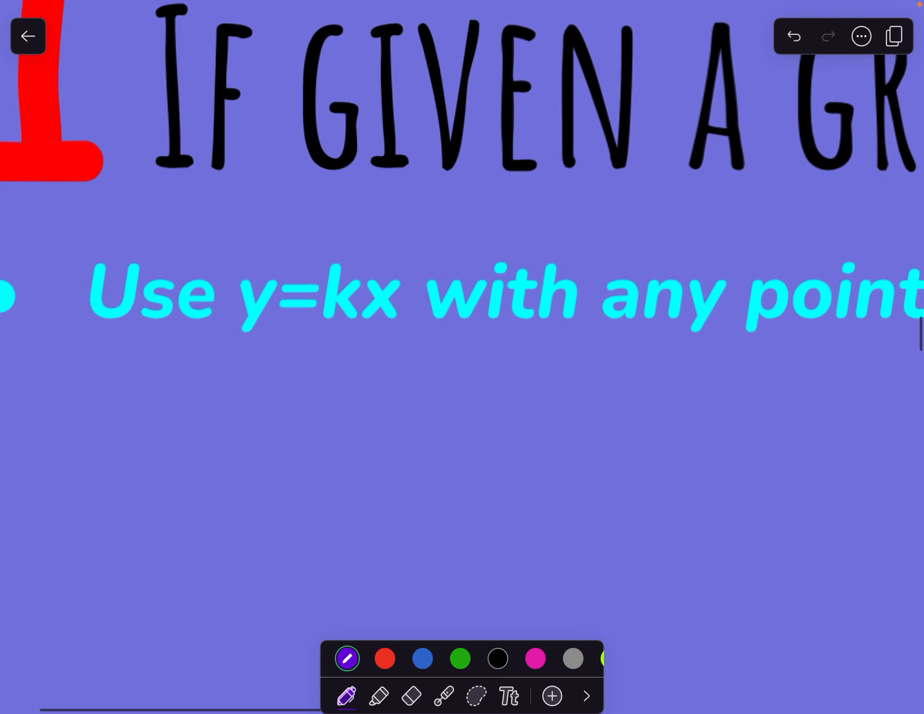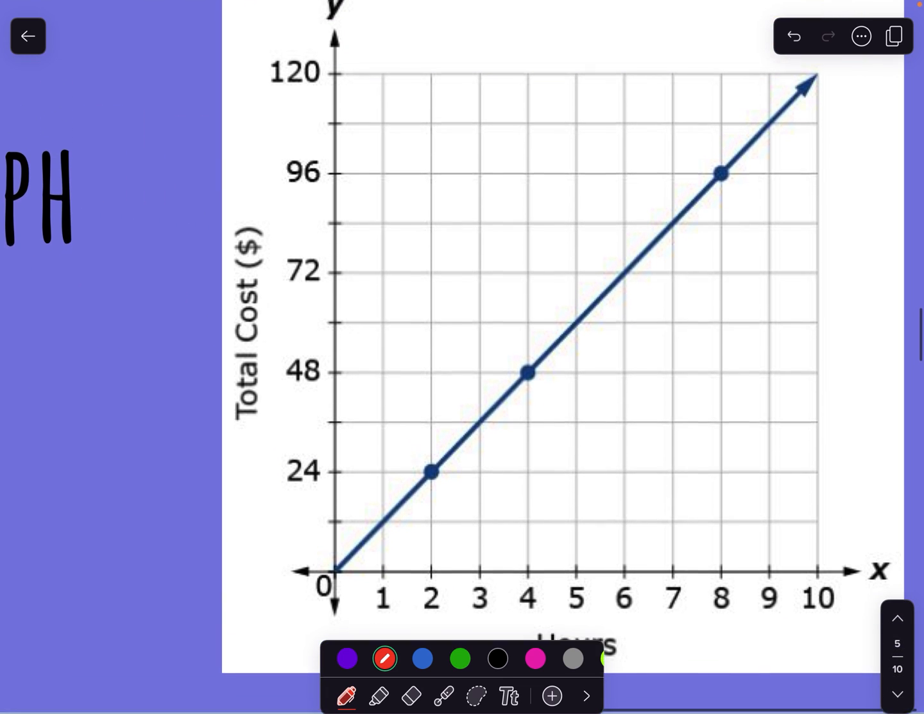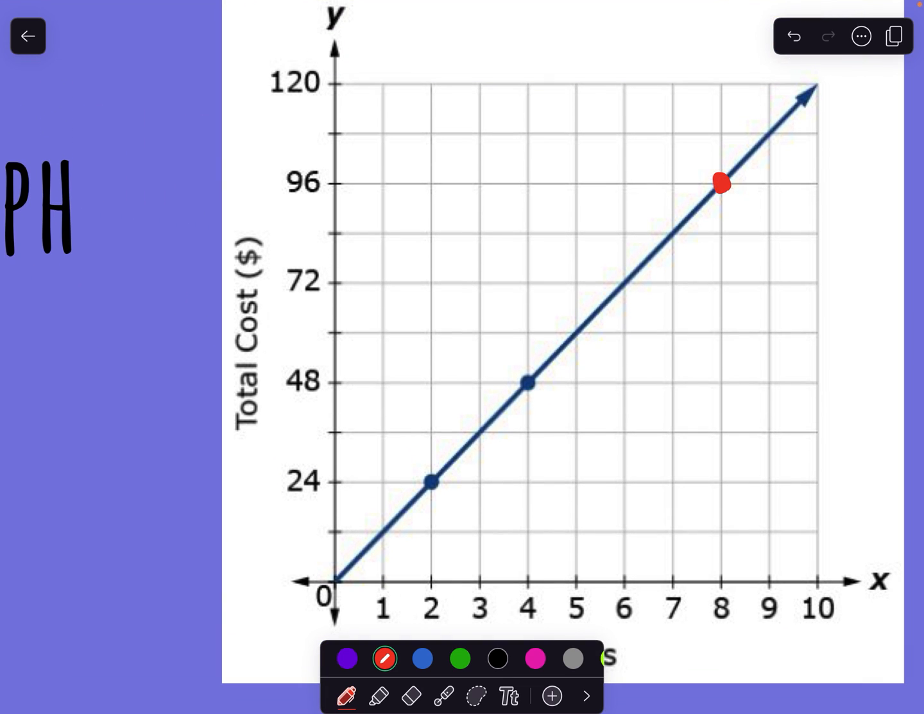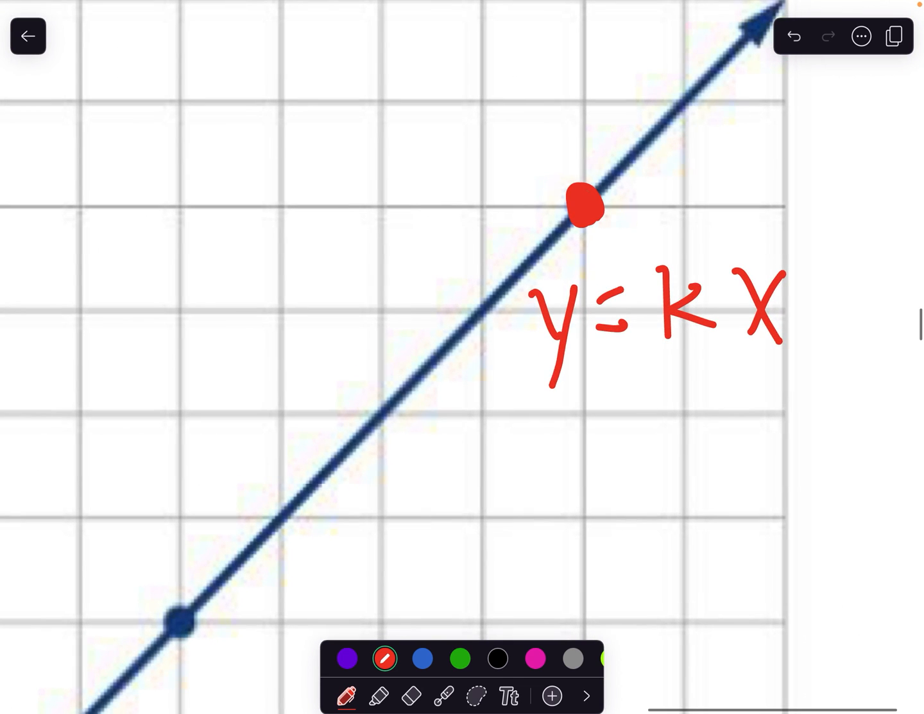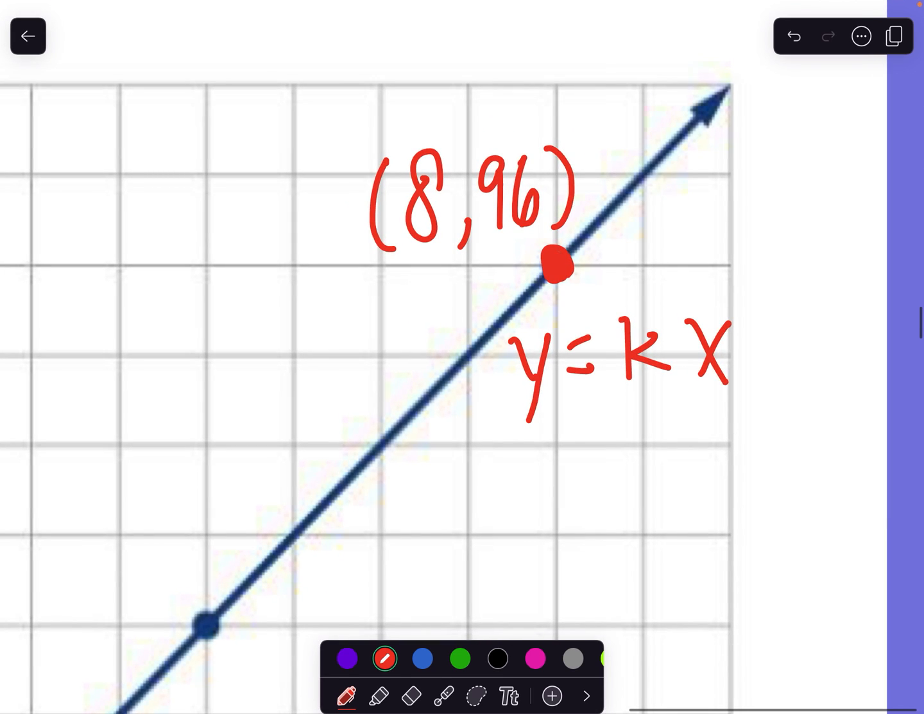Another way, if you have a graph, you can use y equals kx. You can do that with any point. So if I go over here, I pick a point, let's say this point. I'm just trying to pick different points. y equals kx. I'm going to replace the y and the x in that formula. On this point right here, it looks like the x is 8 and the y looks like 96. This is my x, this is my y. The y goes here, the x goes here.